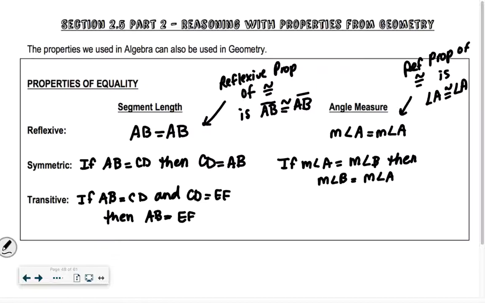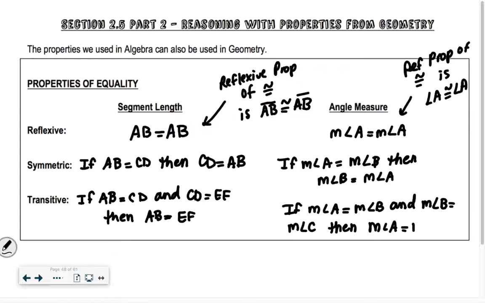And the transitive property is the last one, so we're going to say if the measure of angle A equals the measure of angle B, and the measure of angle B equals the measure of angle C, then the measure of angle A equals the measure of angle C. I know this is thrilling. This is the most exciting stuff we've ever done in geometry here today.